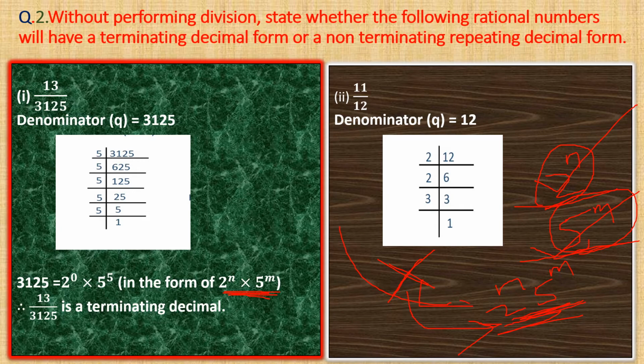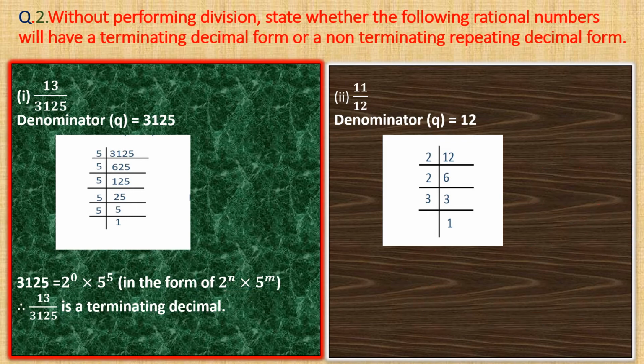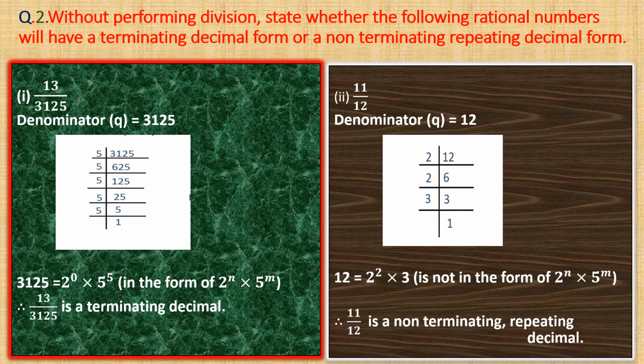Okay, please remember it like this so that you can easily understand. So this is not in the form of 2 power n into 5 power m, so it is a non-terminating repeating decimal. Here you should mention repeating, because non-repeating are irrational. Okay, so let us go to the next problem.